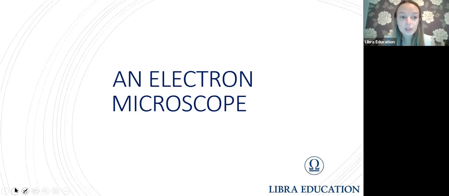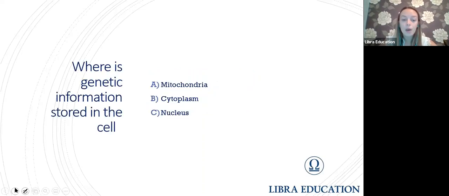Now, the reason that we have to use a microscope in general, as we've already mentioned, is because the human eye can only see a very small range of images, and we want to magnify an image to make it accessible to humans. Specifically an electron microscope because it can give us a more detailed image. It has a higher resolution than a light microscope, allowing us to see the smaller organelles. Okay, final question. Where is genetic information stored in the cell? A, the mitochondria, B, the cytoplasm, or C, the nucleus?